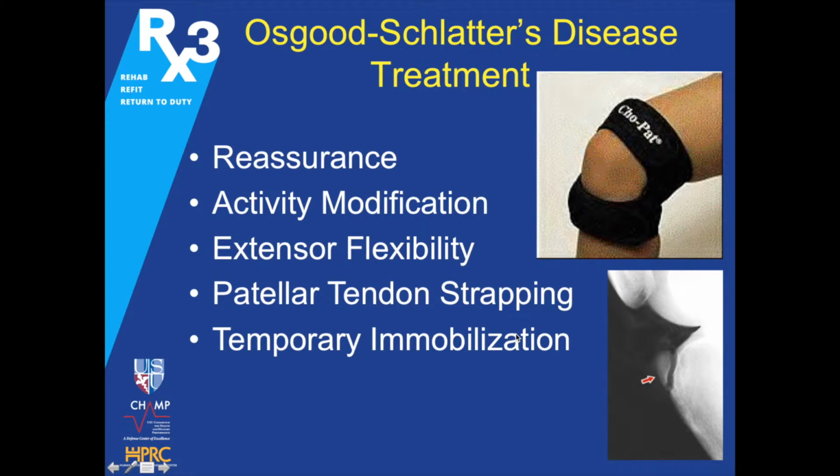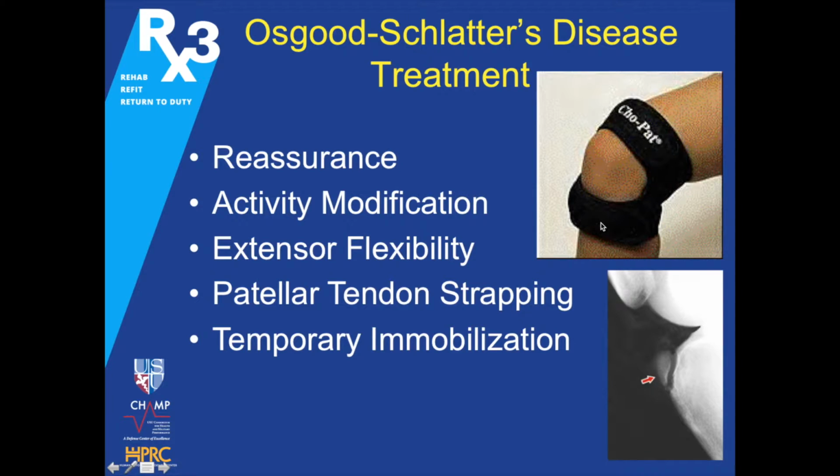We often recommend extensor flexibility, although to be quite honest, it's just going to take time for that muscle tendon to grow in length to what the bone has already grown. We do recommend a patellar tendon strap, and what you see here is actually called a dual action strap, where there is a strap at the patellar tendon and a strap at the quadricep tendon.